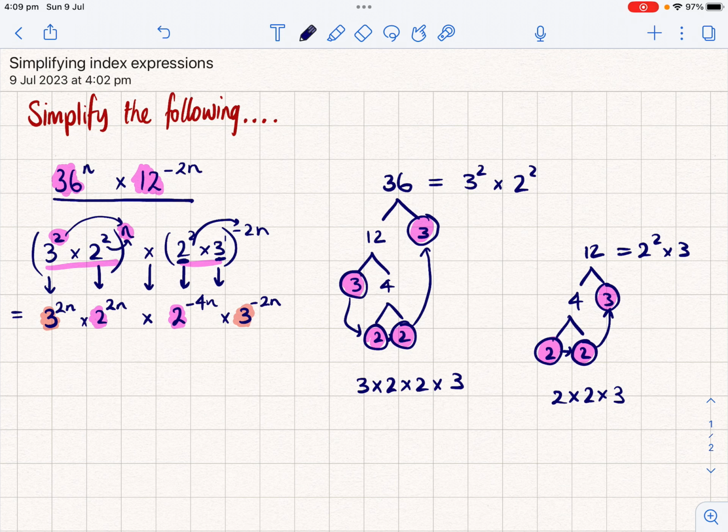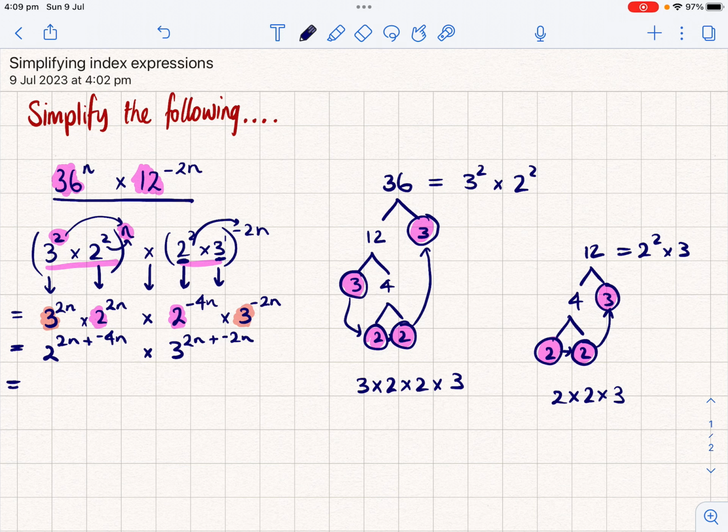Next index law. When I multiply, I have to keep the base number and add the powers. So when I multiply, keep the base, add the powers. Let's start with the 2, and then I want 2n plus negative 4n, and I'm writing the extra step there. And then for my base of a 3, I keep the 3, and I'll have a 2n plus negative 2n.